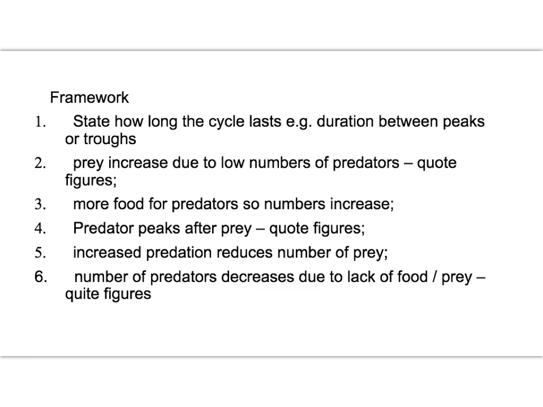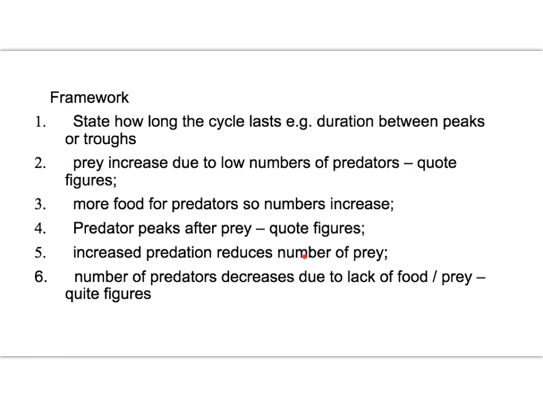And then the prey will increase due to low numbers of predators. So if there's fewer predators about, the prey will increase. So you can quote some figures about when the prey will start to increase. There's then, as the prey increases, more food for predators, so the predators' numbers will increase. And the predator will peak after the prey, so you can quote the figures for when the peak of the predator was and when the peak of the prey was.